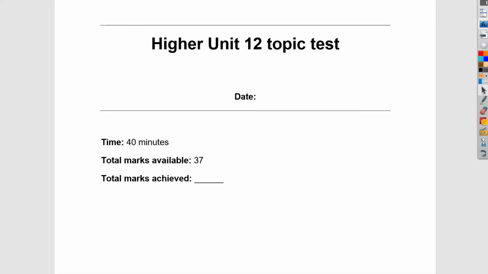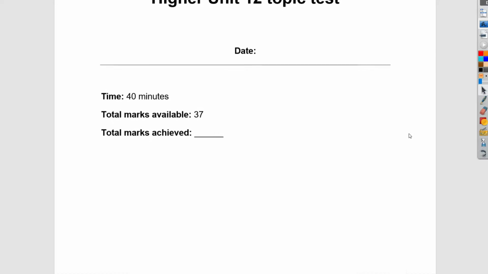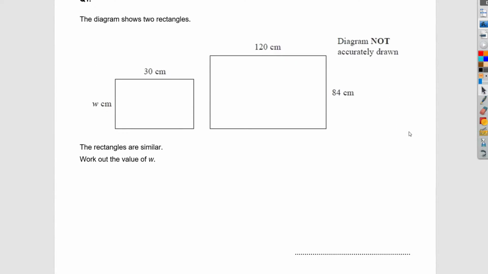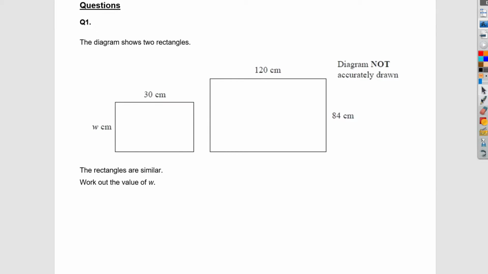Hi team, Mr. Rito here, looking at High Unit 12, which looks at similarity and congruence. Okay, let's just have a stroll down, look at what some of these questions look like, and then start.